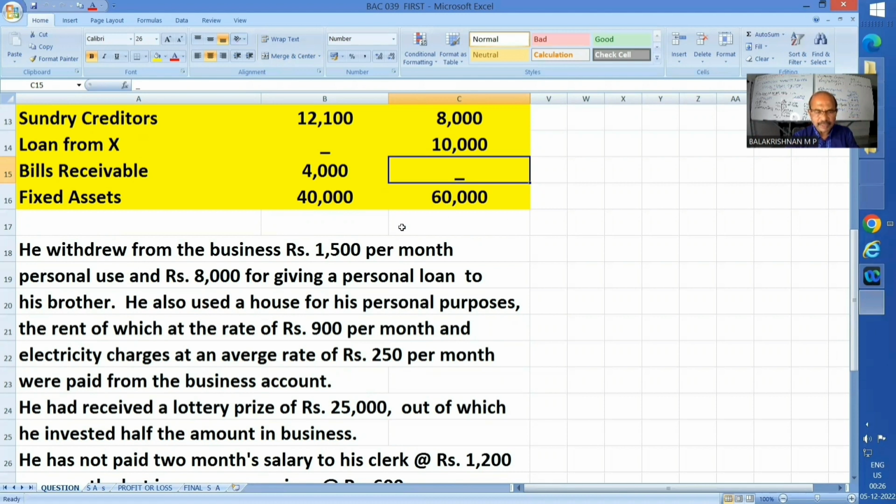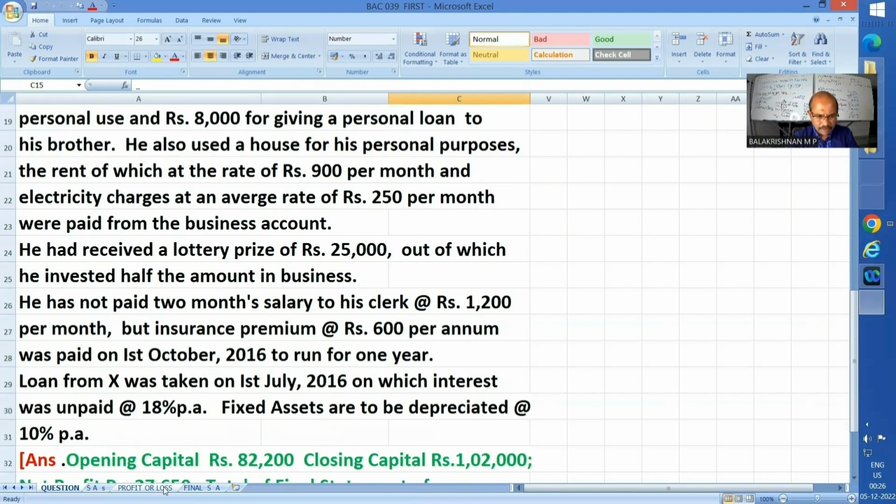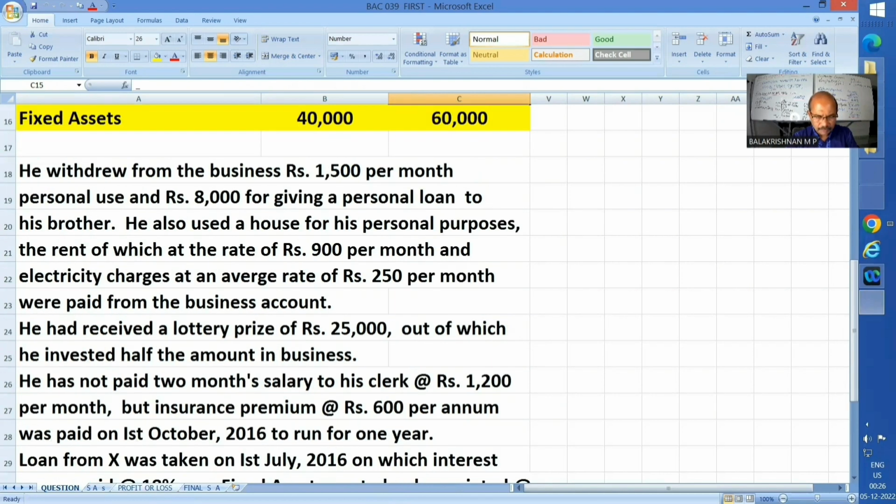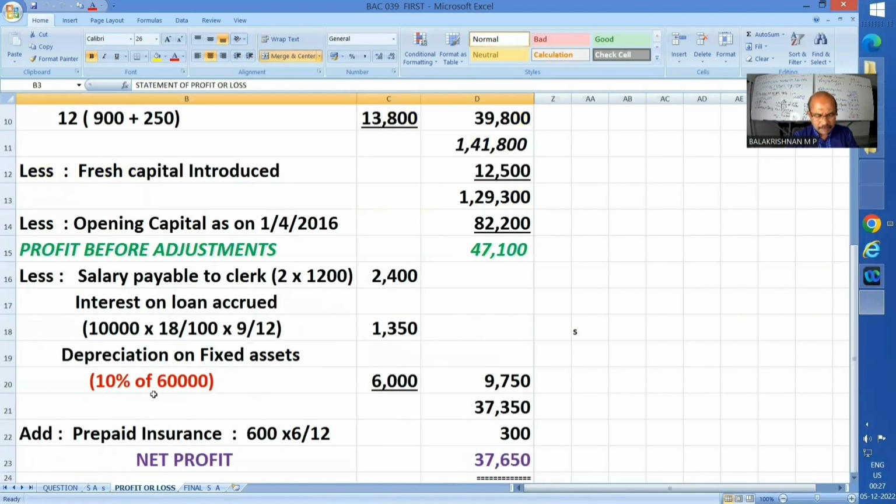We will consider that the additional machine has been purchased on the first day of the year. Hence, the entire 60,000 is chargeable at this rate. When they say 10% per annum, in fact, we have got a lot of options. Well, forget about it. So 10% of 60,000, 6,000. If we add up everything, 9,750.